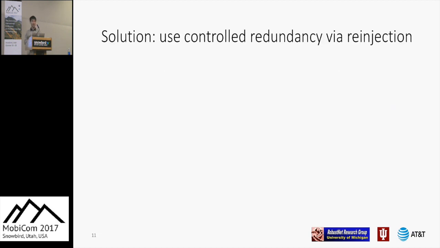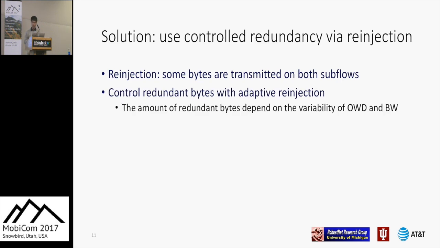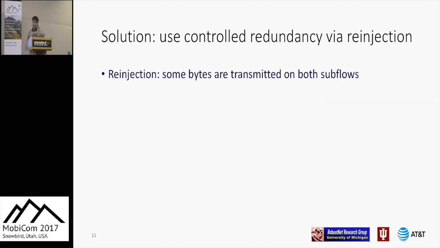To address this issue, we introduced controlled redundancy to DEMS. This means that after the two subflows meet in the middle, a subflow may further overshoot its portion by sending a small number of bytes beyond the meeting point. In this case, some bytes in this data chunk are transmitted twice on both subflows, and we call this a reinjection. We use this reinjection mechanism to account for the network variability.